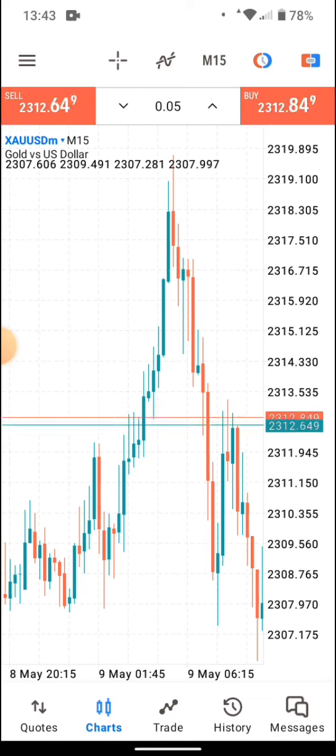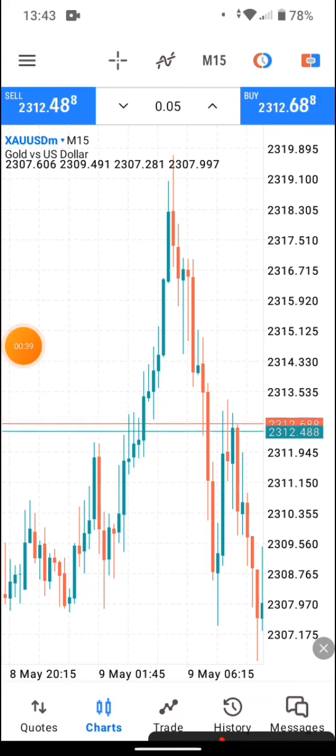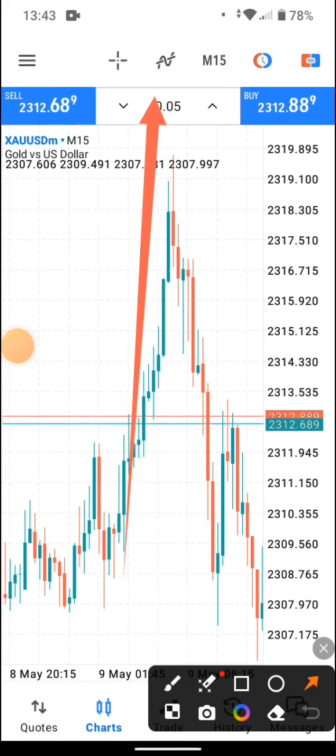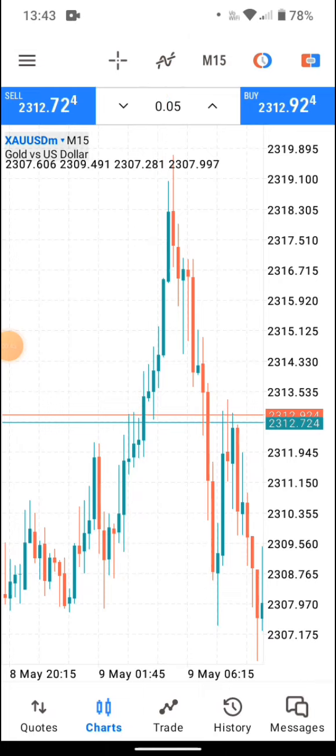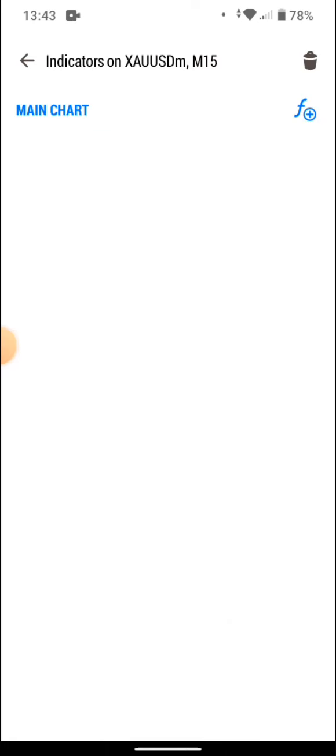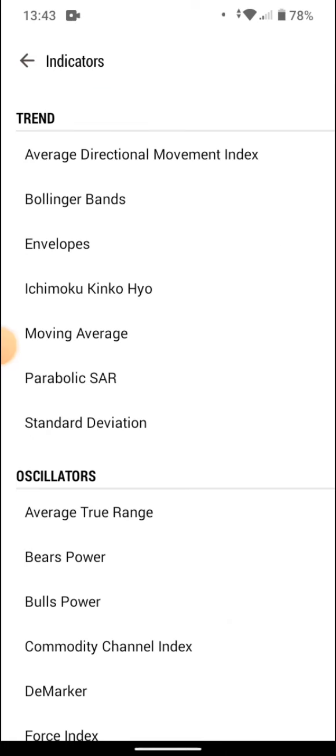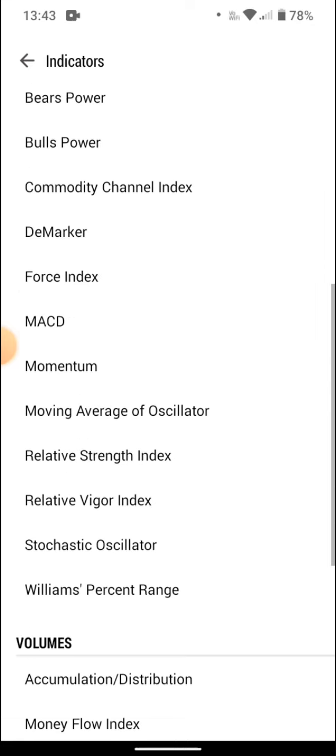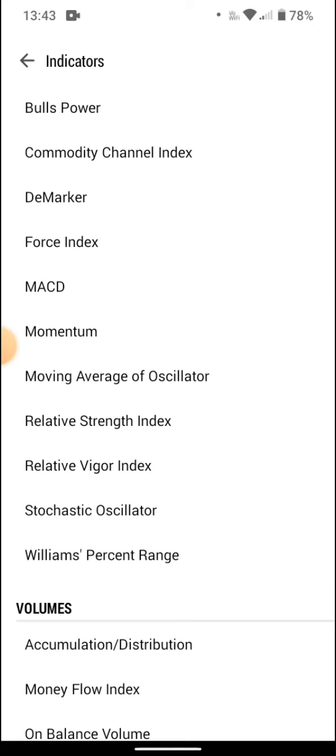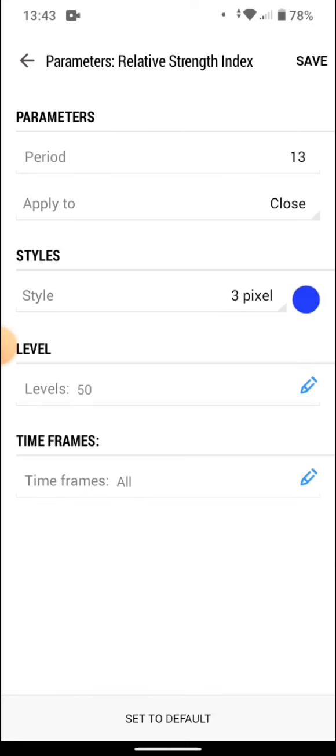So the first thing you need to do is go to the top, to the indicator tab. If you are using your MT5, just tab in, and we are going to add our first indicator. You move down, you want to look for RSI, the relative strength index. I want you to follow me step by step. The period is going to be 13. Apply to is going to be close.